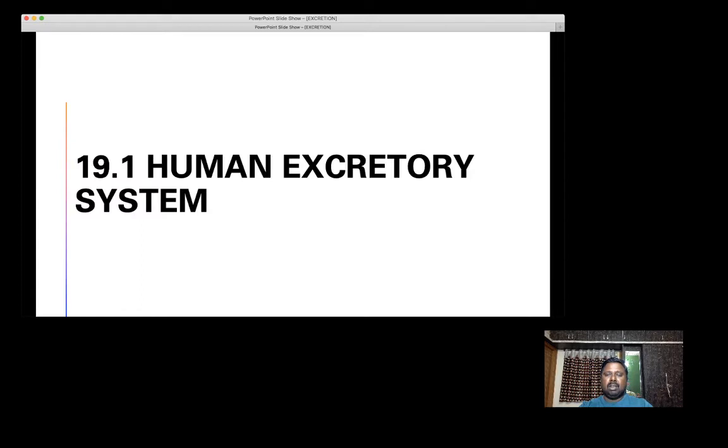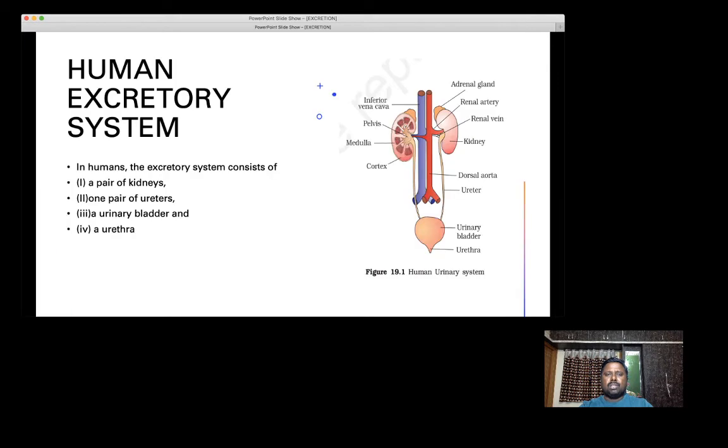Next, we will discuss the human excretory system. The human excretory system consists of four items. One is a pair of kidneys, both kidneys, and another is a pair of ureters, a tube-like structure. Another is the urinary bladder, and the last is the urethra.